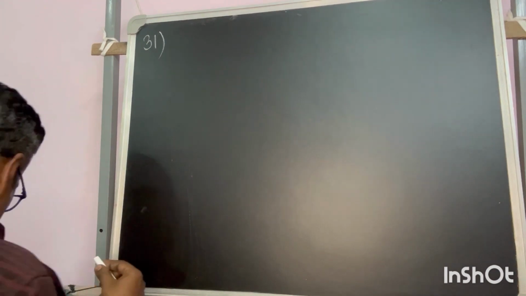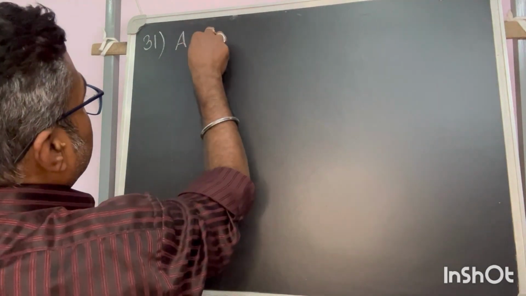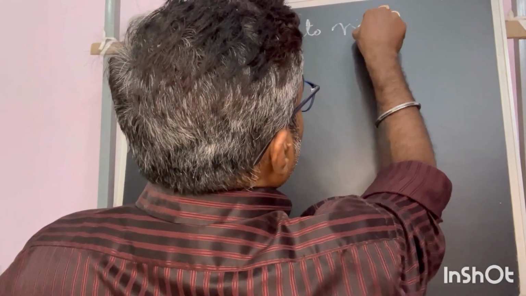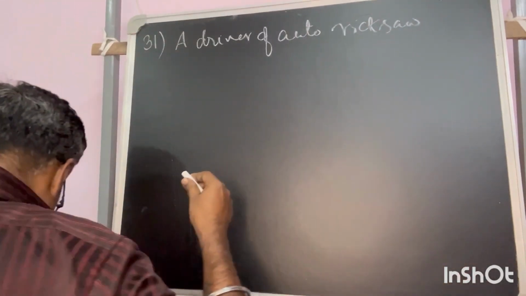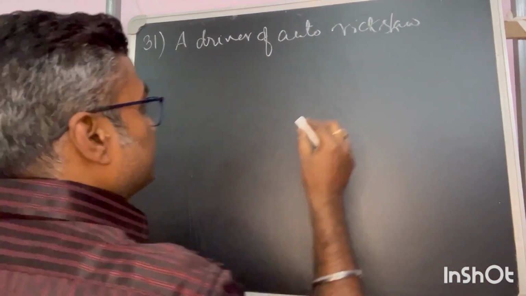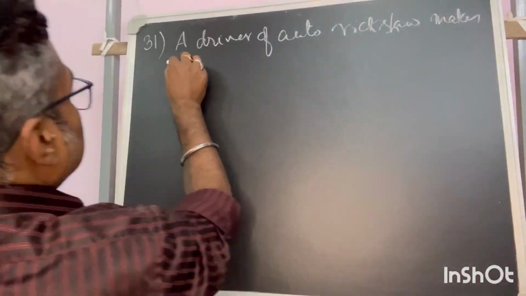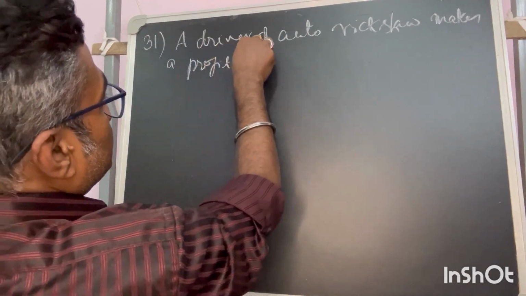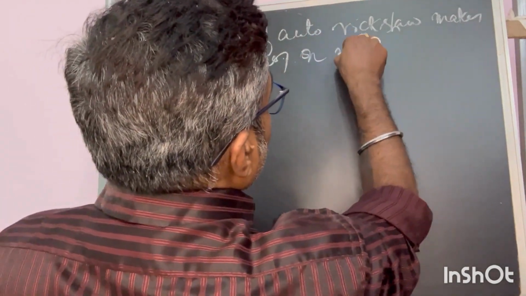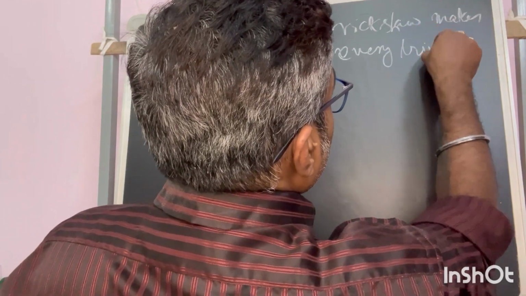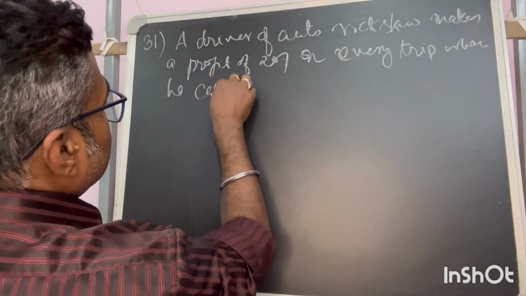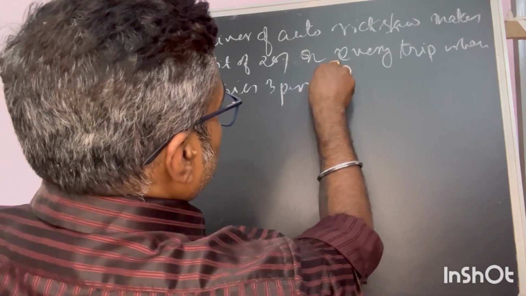Problem number 31 says: a driver of an auto rickshaw makes a profit of 20% on every trip when he carries 3 passengers.